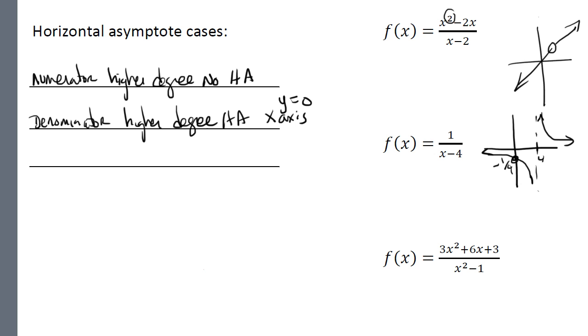And then we get this third case. Notice they're both squares, right? The polynomials. So if we have the same degree, okay, all you do is you take the ratio of lead coefficients.